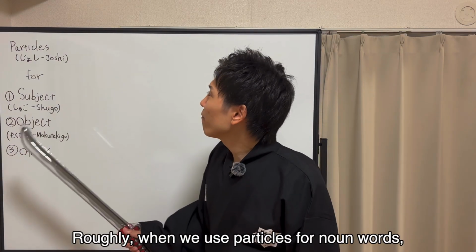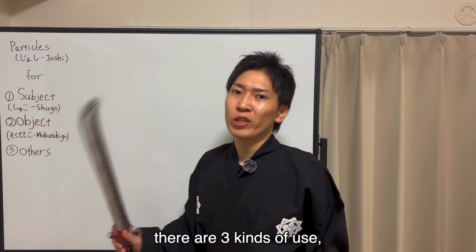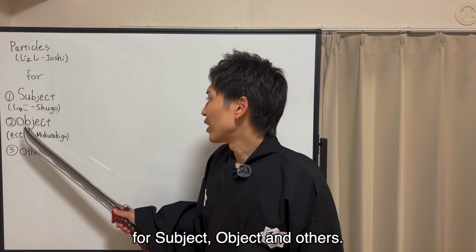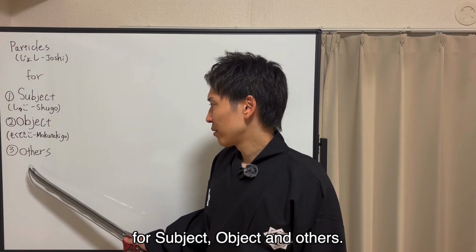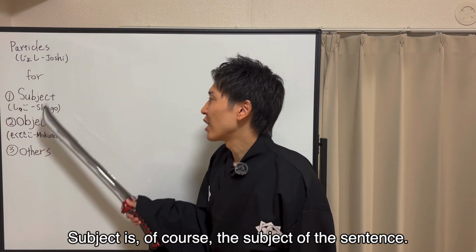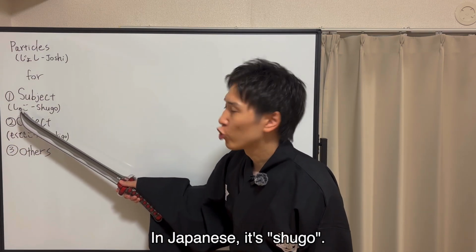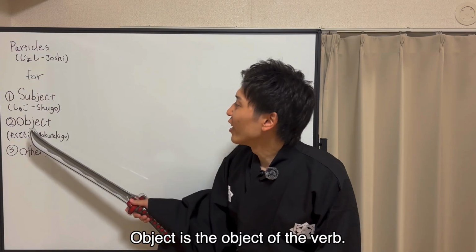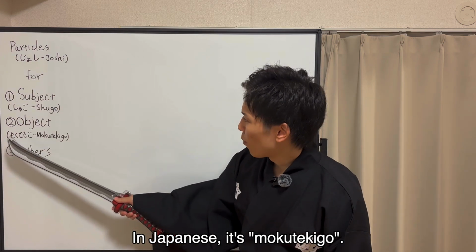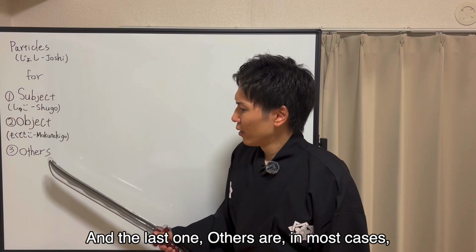Roughly, when we use particles for noun words, there are three kinds of use: for subject, object, and others, right? A subject is, of course, the subject of the sentence. In Japanese, it's 主語. Object is the object of the verb. In Japanese, it's 目的語. And last one, others.